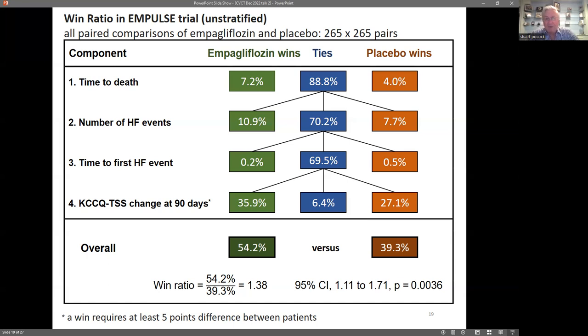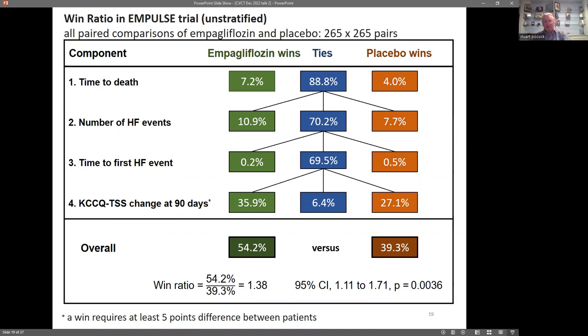Then you move to the fourth step, and this was very helpful because the changes in KCCQ total symptom score tended to be better in the empagliflozin patients. And therefore, you can see there were more wins on EMPA than there were on placebo. In fact, when you compare the green percentages across the different outcomes, you can see that the great untying of patients was mainly being done on the quality of life score.